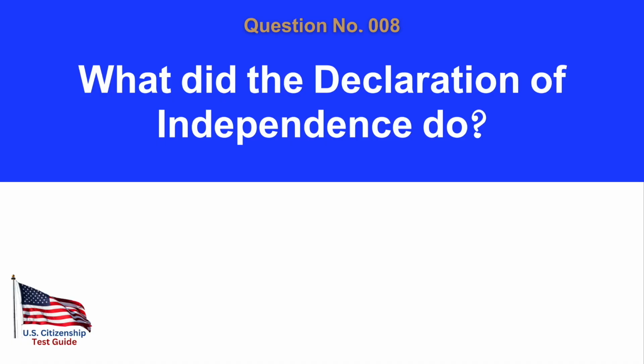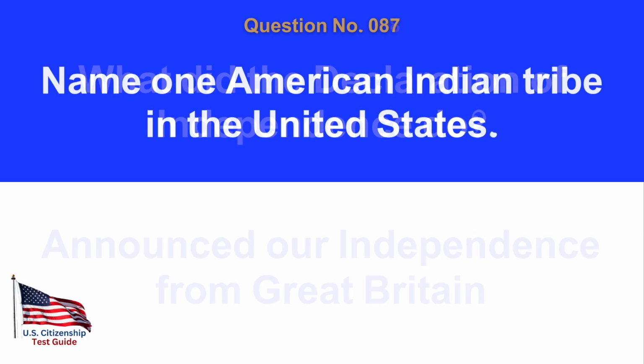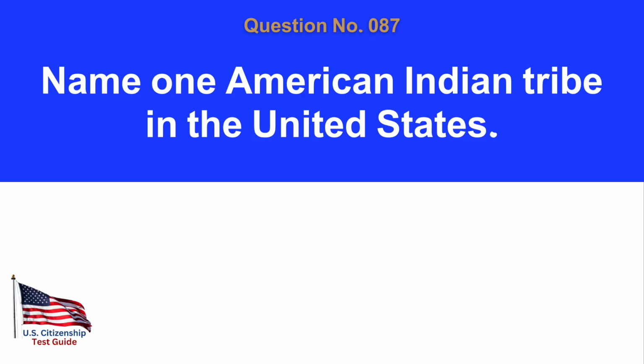What did the Declaration of Independence do? Announced our independence from Great Britain. Name one American Indian tribe in the United States. Cherokee.